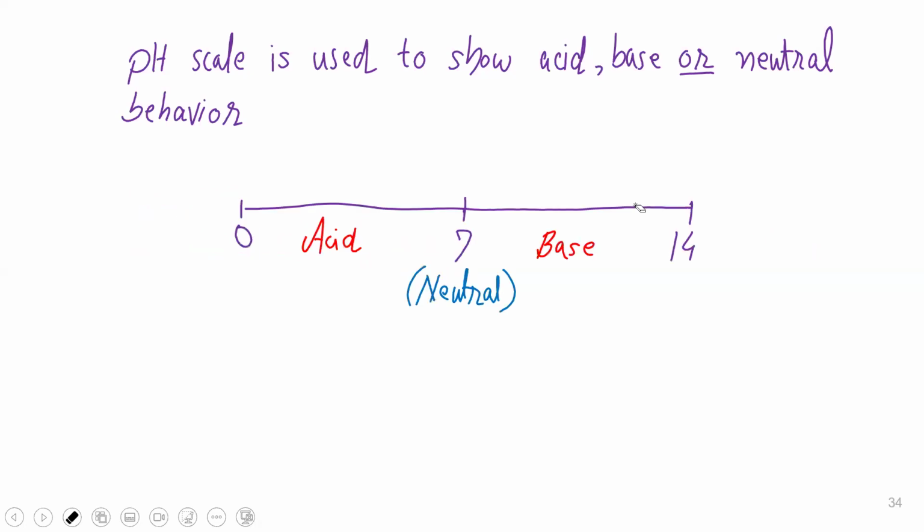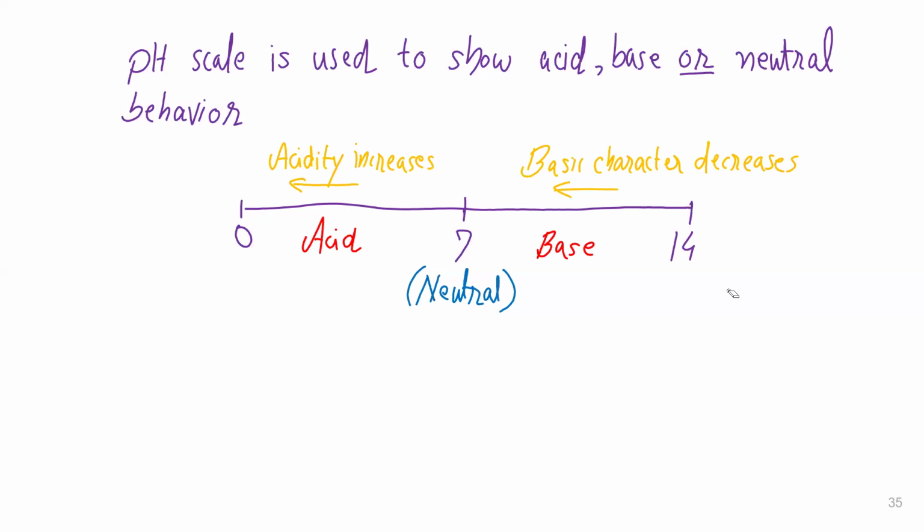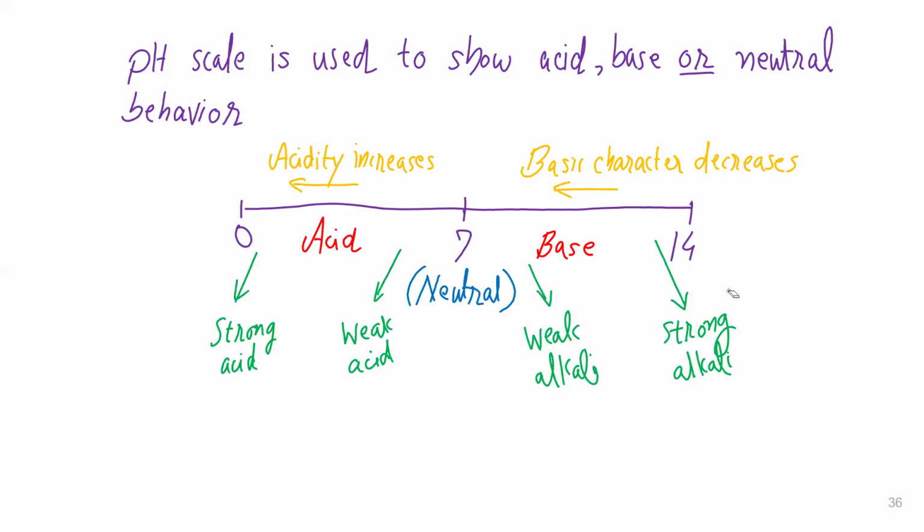Now look at here, this is a neutral disposition. Acidity increases towards the left and basicity increases towards the right. So you have to now copy this scale. I copied it. Good. And now you have to mark the strong and weak locations.